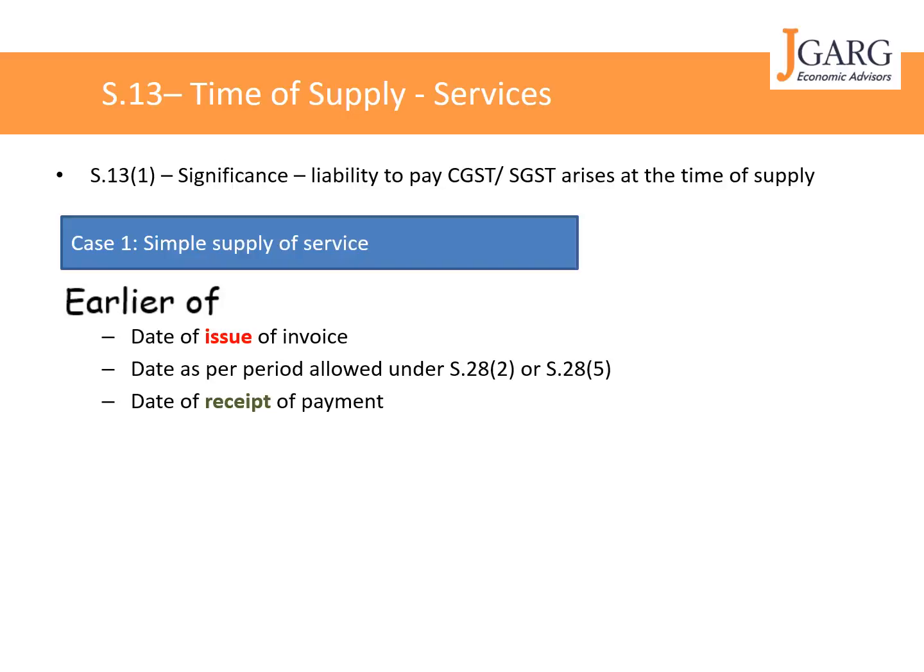Similarly, under continuous supply, there could be various circumstances. One, let's say the payment milestones on which one needs to issue an invoice are clearly given. Then based on the milestone, that period will become the period in which you need to raise an invoice, and that period will become the time of supply. So depending upon whichever is earlier, we need to find out the time of supply.